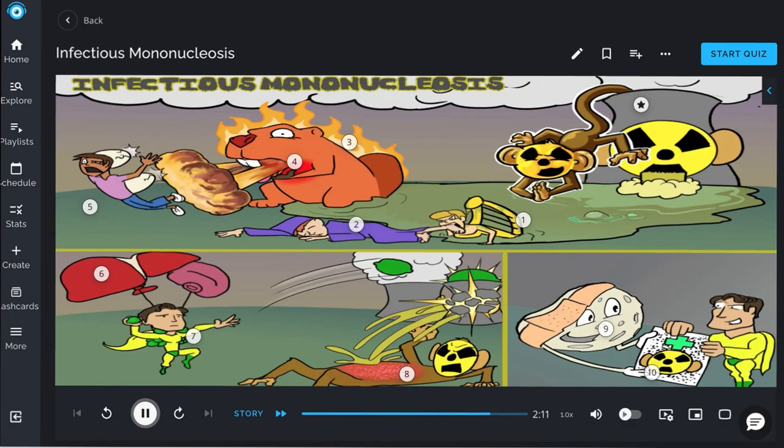So to review, infectious mononucleosis is caused by a herpes-like viral infection. Symptoms include fatigue, fever, sore throat, head and body aches, enlarged liver and spleen, swollen lymph nodes in the neck and armpits, and possible rash. Patients may have a suppressed immune response for some time, and a positive monospot test confirms diagnosis.